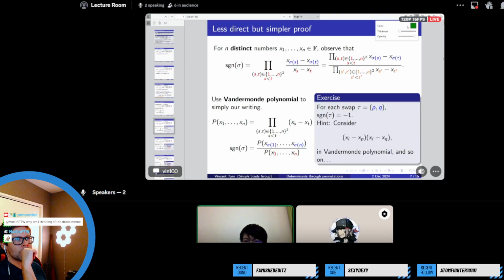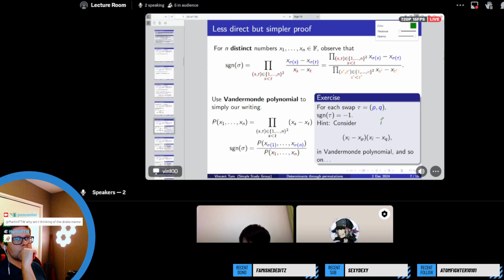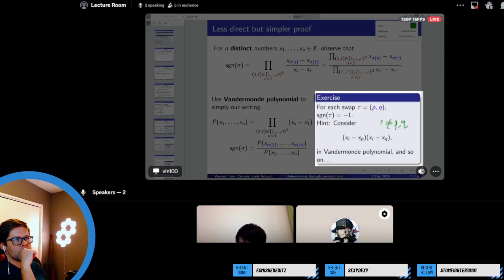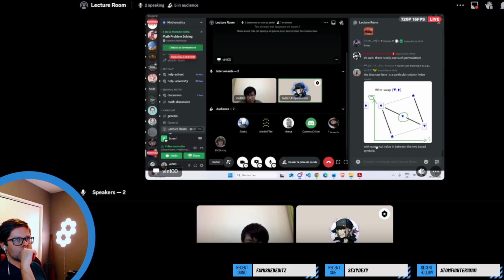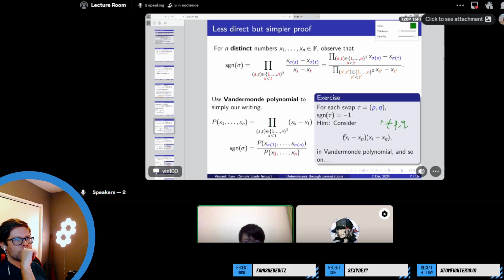Maybe it's better to quickly make some annotations and then mark that I is not equal to P and Q here. This is very important. So in this polynomial, you will see that after swapping P and Q, the relevant terms involving P and Q don't change.